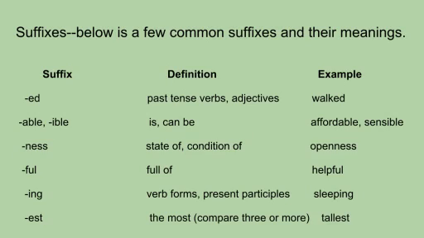The next one is ing. This is used on verb forms, and it's a present participle. An example would be sleeping. The last one on our list is est. This means the most. You use this when you're comparing three or more things. In this case, we have the example word, the tallest.